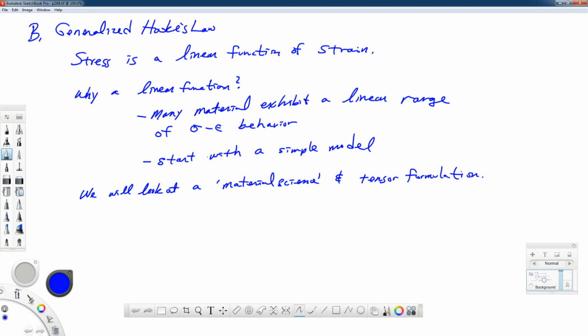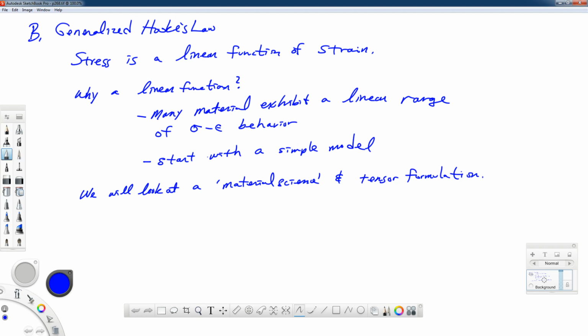This lecture is going to focus on generalized Hooke's law. We're going to take a look at it from two perspectives. One is from a material science perspective, and the other is from a tensor formulation. We're going to get the functional form of the strain energy density function. We're going to be able to derive our stress-strain relations from it.